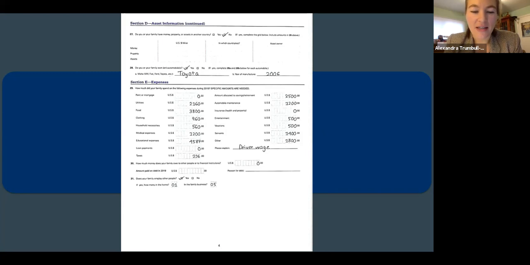No, this is the second to last page, I think. Again, continuing your discussion of any assets your family has, any money, property, or assets in another country. Some people do own property or have some kind of business, some kind of financial stability that is outside their home country. This family does not, so they said no.